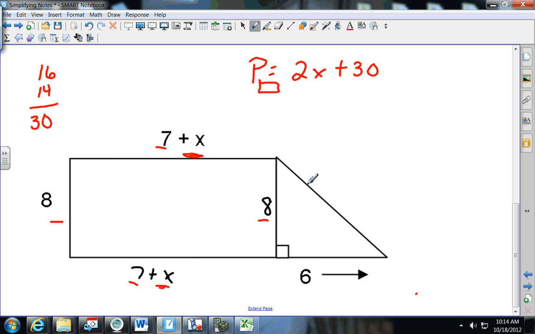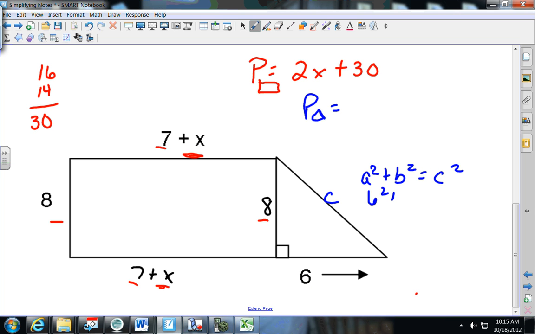Now what about the triangle? Perimeter of just the triangle? Well, we need this long side right here. This is a right triangle. So to find this, I have to find the hypotenuse. So I have to find a squared plus b squared equals c squared. Remember, c is the hypotenuse. It's this length right here. A and b are these.